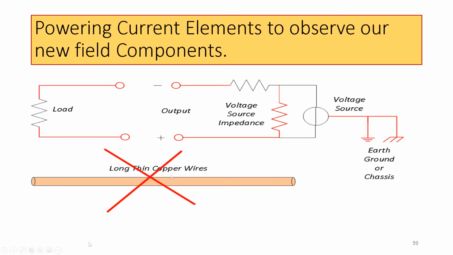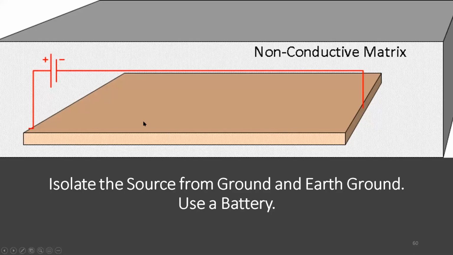And the other thing is, we have to stop using long, thin copper wires. They're not going to work for anything. I mean, you can use them in small segments here, but I'm going to show you how to get around that. So first thing is, take your material, whatever you're going to use, and put it in a non-conductive matrix of some kind, so that it doesn't allow charge to migrate to it, and then power it with a battery.